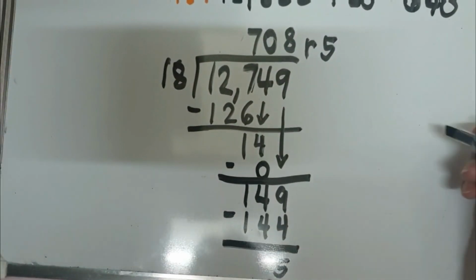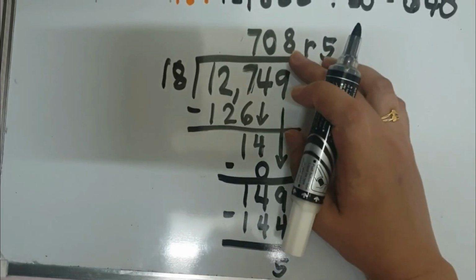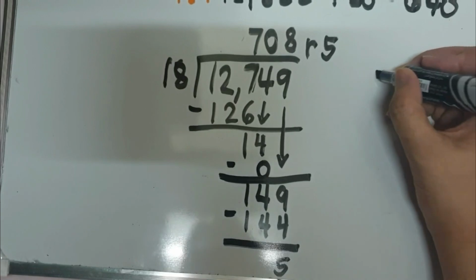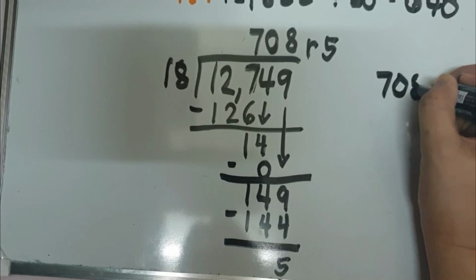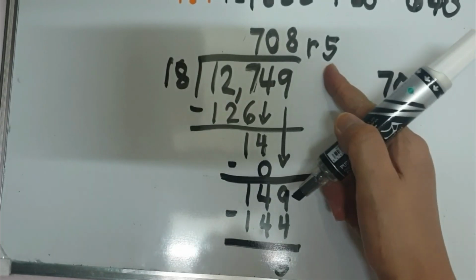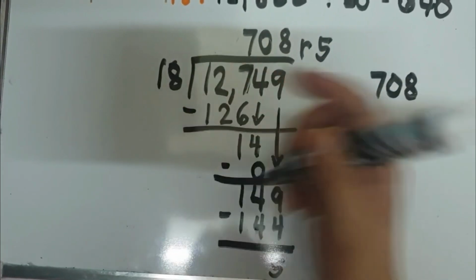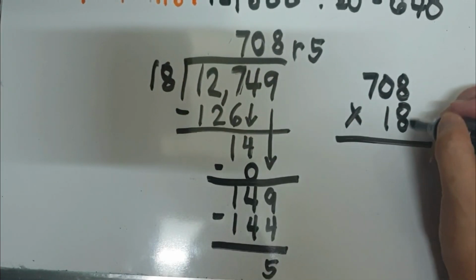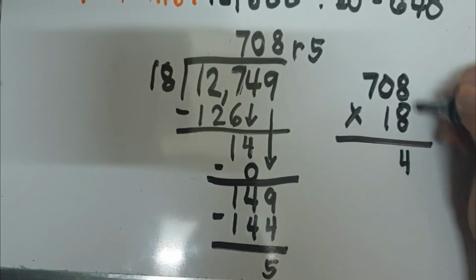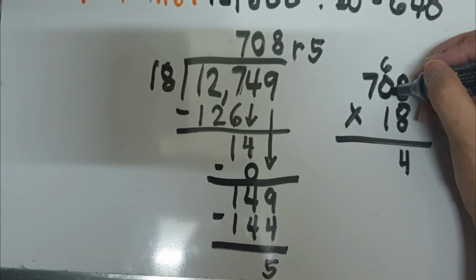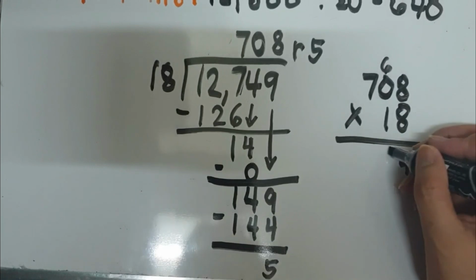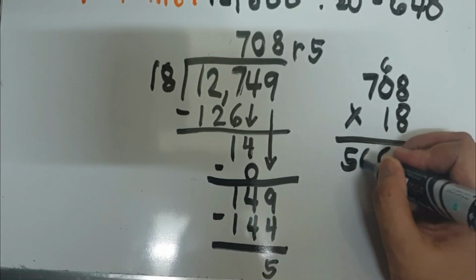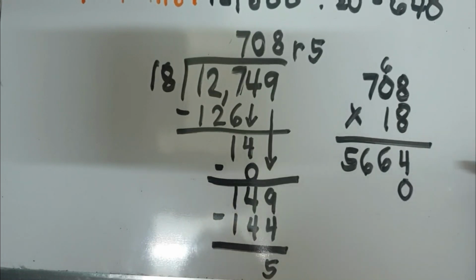To check if your answer is correct, you have to multiply your quotient by your divisor. So, our quotient is 708. You will not include the remainder yet. And then times 18. 8 times 8 is 64. 8 times 0 is 0 plus 6 is 6. And 8 times 7 is 56. And then put 0 here.